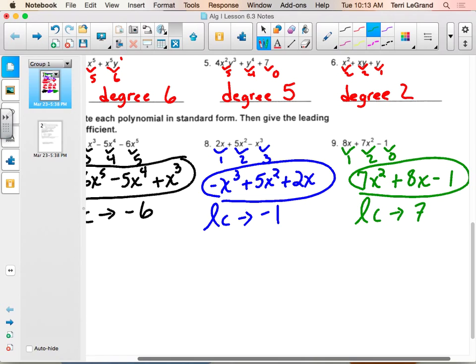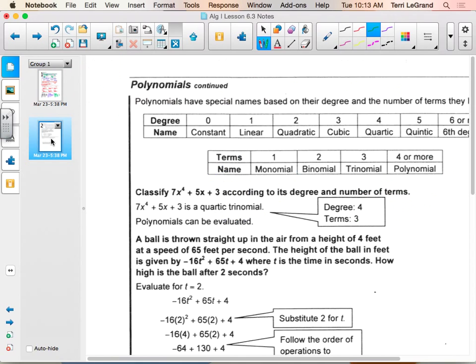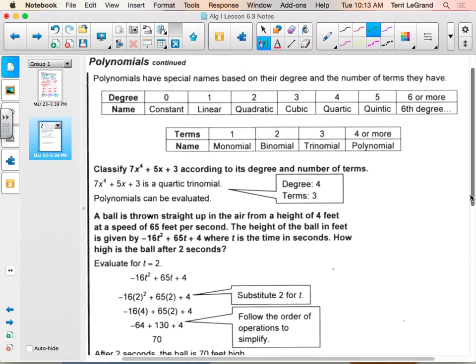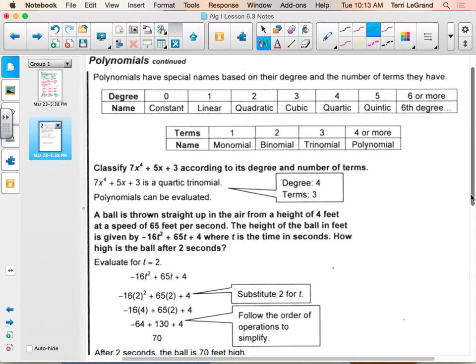Okay, then let's go. Grab a colored pencil again. Okay, this is where the road meets the road. You really need to know how to name polynomials. This is classifying polynomials now, okay? So polynomials have special names, not all of them, but some of them have special names based on their degree and the number of terms they have.